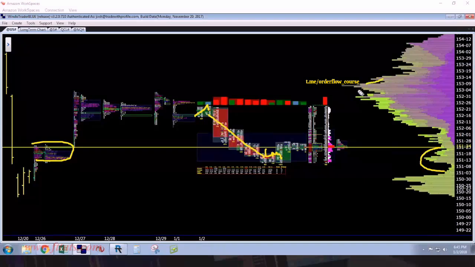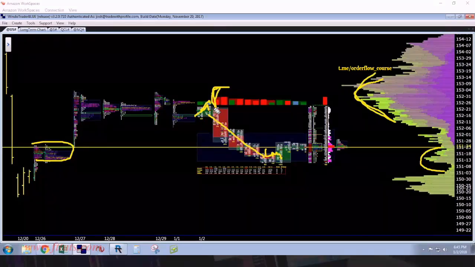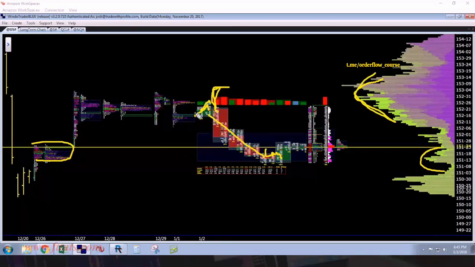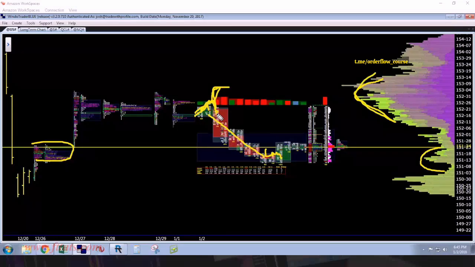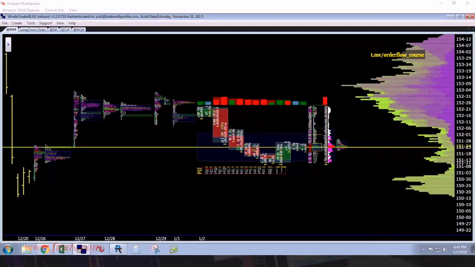Why? Because there was a big high volume node up here. There were so many participants who agreed on the value of this price, we just couldn't get through it. But we lumbered around this before we could move lower. Whenever we come into these nodes, price often slows because price has been accepted there before. Now we can have these occur on multiple time frames.